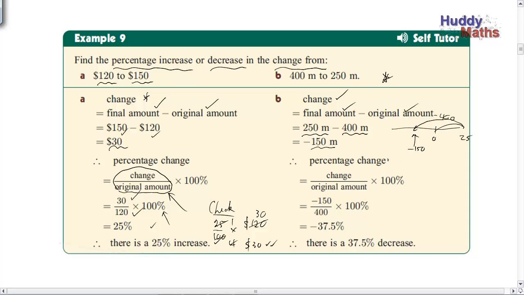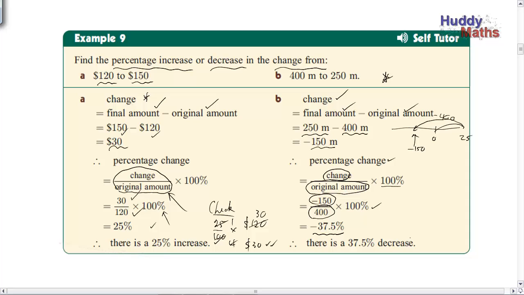So what's the percentage change? Well, let's get the change and compare it to the original amount. That's our definition. And then we will change that fraction to a number out of 100, a fraction over 100, by multiplying by 100. So it's negative 150 over 400, and you could do that on the calculator, or you could cancel some numbers, probably easier on the calculator. So it is possible to get a negative percentage there.